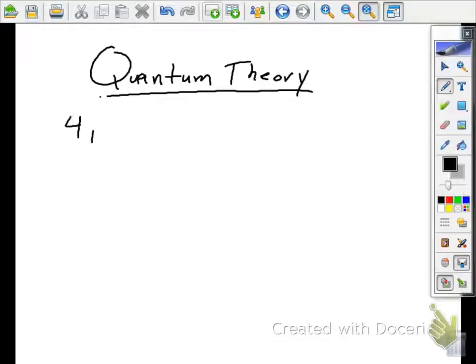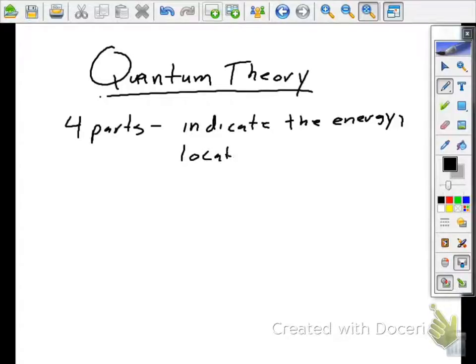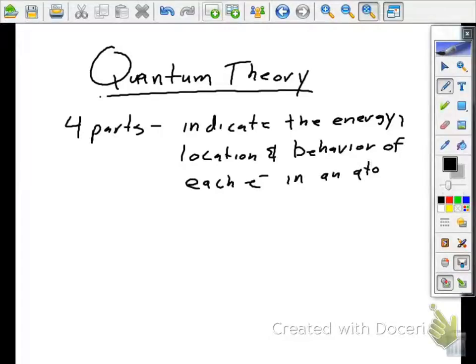So we have 4 parts. And these 4 parts indicate the energy, location, and behavior of the electron. We'll say each electron in an atom.